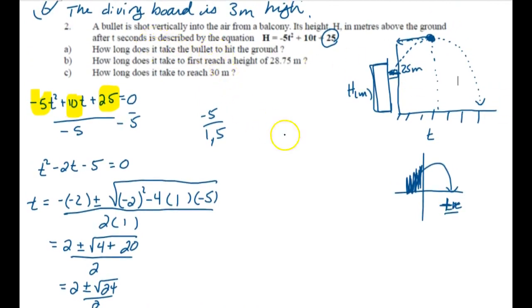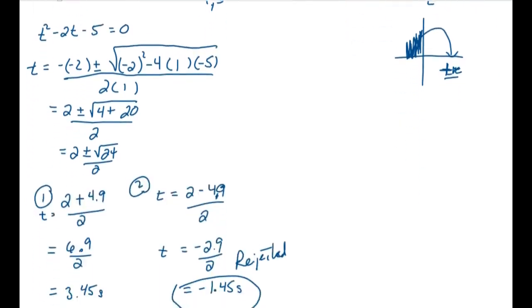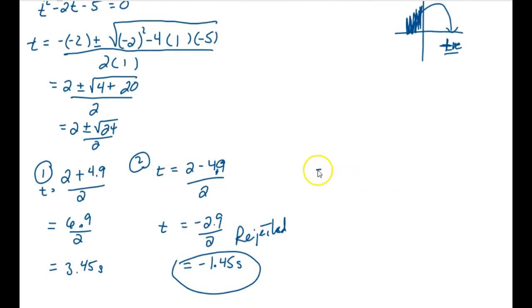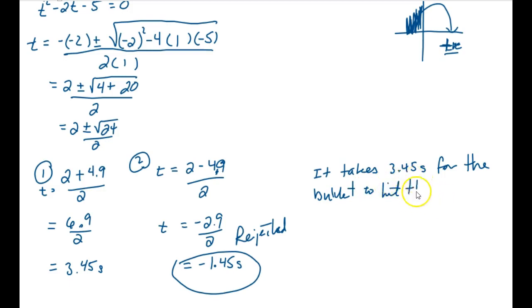So how long does it take the bullet to hit the ground? It takes 3.45 seconds for the bullet to hit the ground.